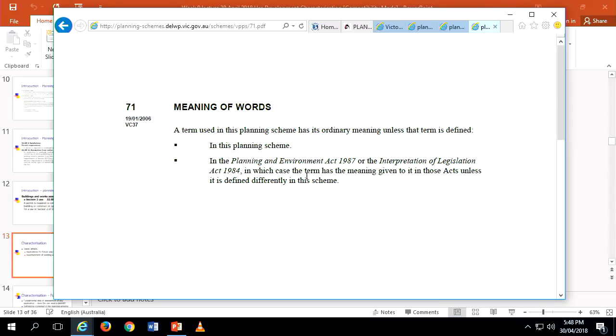So generally speaking, we will try to go to that Australian definition as a way of stopping the planning scheme just getting bigger and bigger and bigger.